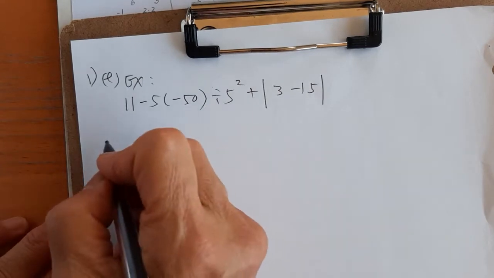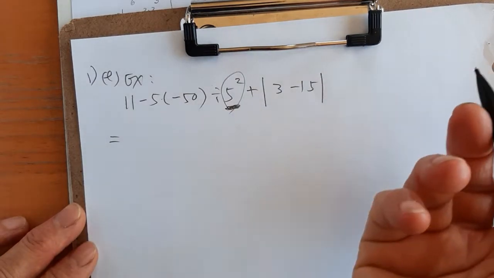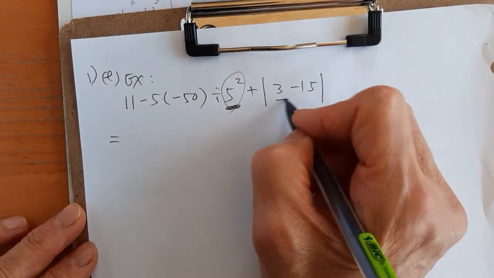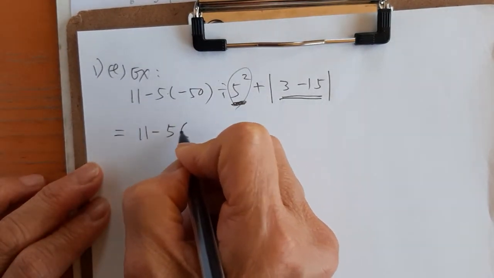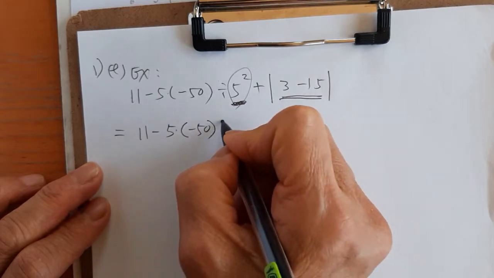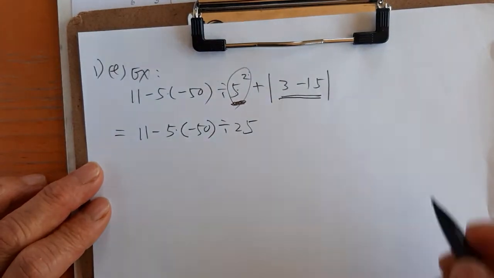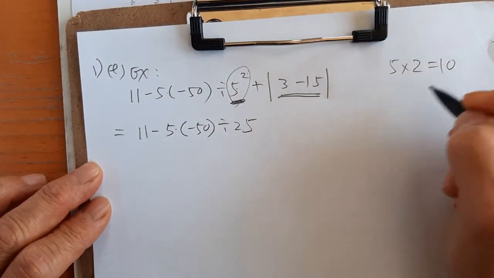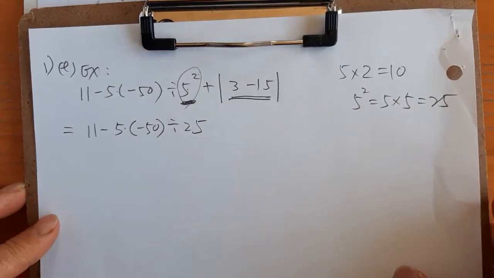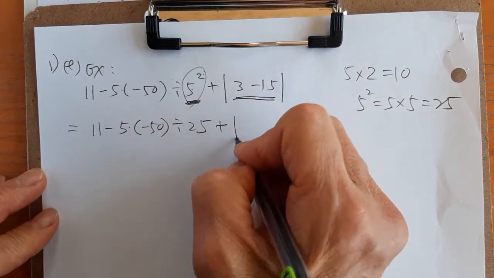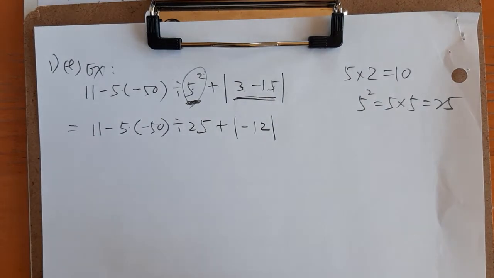This question has an exponent. You have to do it before multiplication and division. So 5 squared, you have 5 times 5 is 25. Inside the absolute value, you have to do first. So it's 11 minus 5 times negative 50 divided by 5 squared, which is 5 times 5 is 25. It's not 5 times 2. 5 squared is 5 times 5 is 25. And plus 3 minus 15, so 3 minus 15 is negative 12.